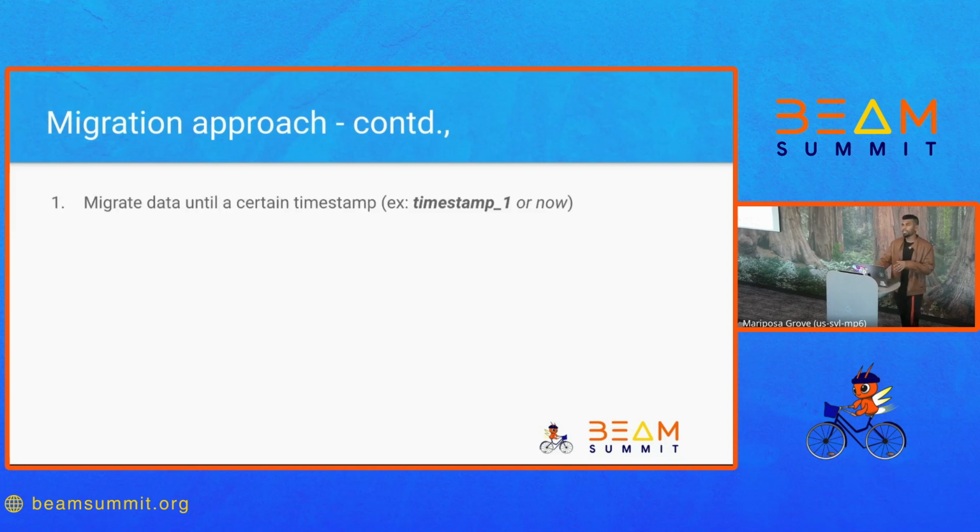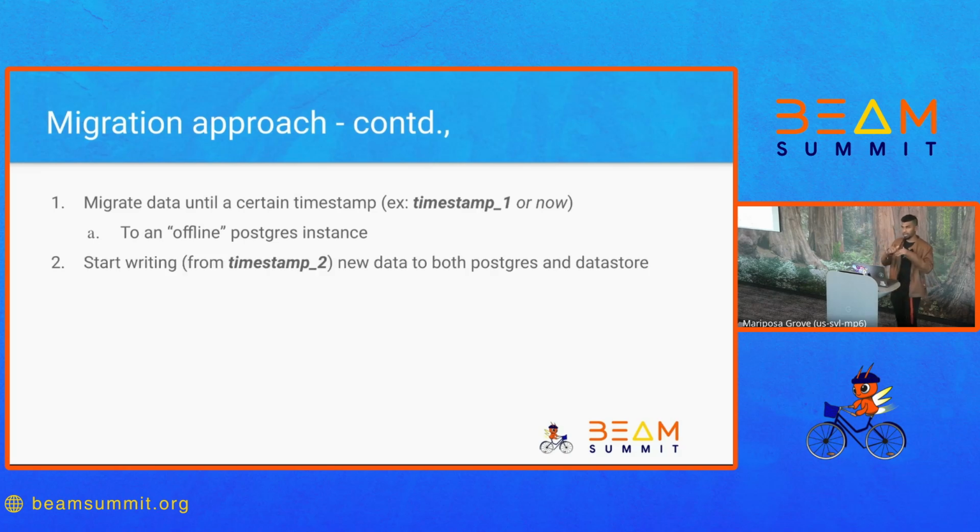But yeah, so we came up with a high-level approach of how we want to move this data. For example, we wanted to export the data into an offline Postgres instance until a certain timestamp. And then we decided to do what we call double writes. It's basically writing to Datastore and Postgres at the same time from the application level, so that any new data that gets generated is already in Postgres. We only need to backfill the old data, right?